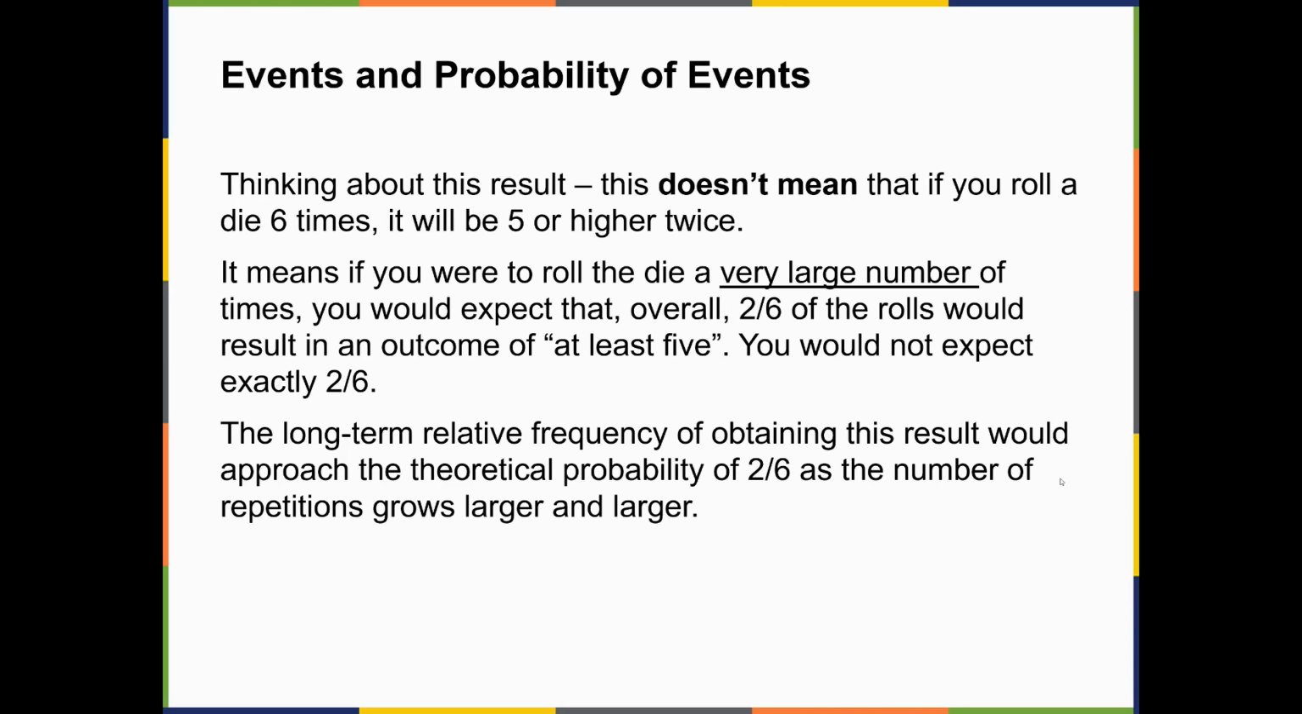This means that if you were to roll a die a very, very large number of times, millions of times, billions of times, overall, 2/6 of the rolls would be at least 5. We would not expect it to be exactly 2 out of 6 rolls. Just making sure we understand that probabilities are about long-term frequencies, not that if we did 6 rolls, 2 of them would be 5 or higher. You need to do a lot more than 6.